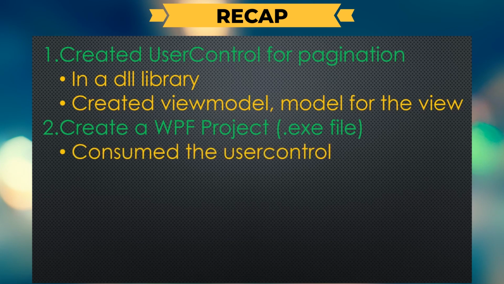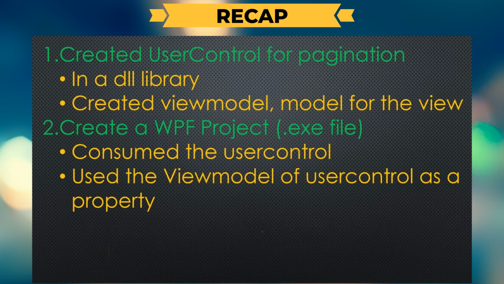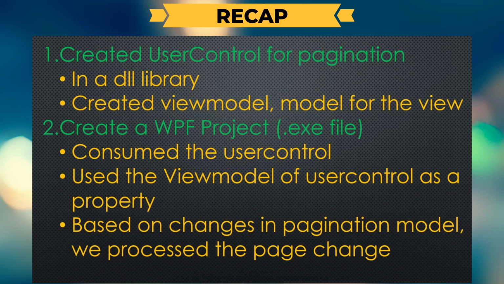You need only two properties, which are your view model and your model. The view model is mainly a property which will be data bound as the data context to your user control. And then finally, inside your view model, you have the pagination model, and whenever the current property changes, you subscribe to that event, and based on that you change your pages.